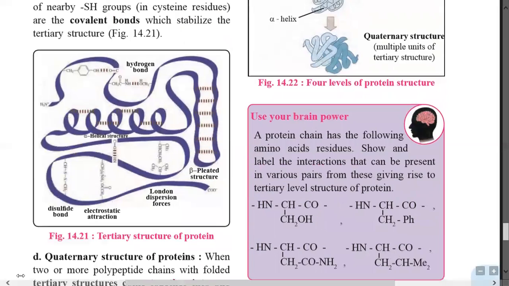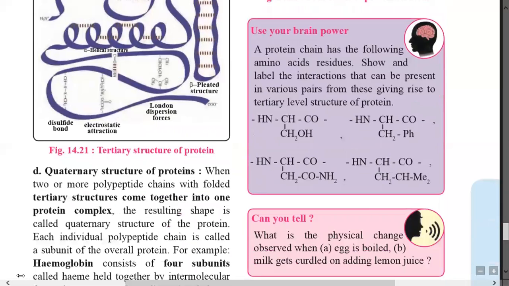Here in figure 14.21, the tertiary structure of protein is given. This is a strip which is folded like this. It is a polypeptide chain having hydrogen bonds, alpha helical structure, beta pleated structure, disulfide bonds, electrostatic attraction, London dispersion force, and hydrogen bonding. All these types of attractive forces are present in the tertiary structure.